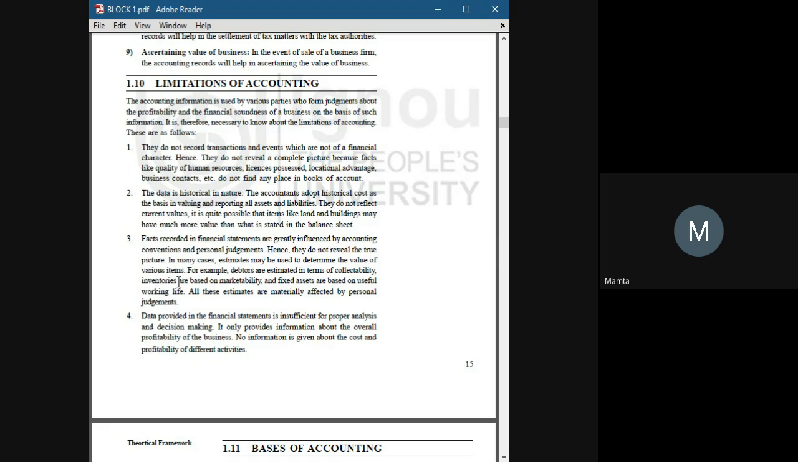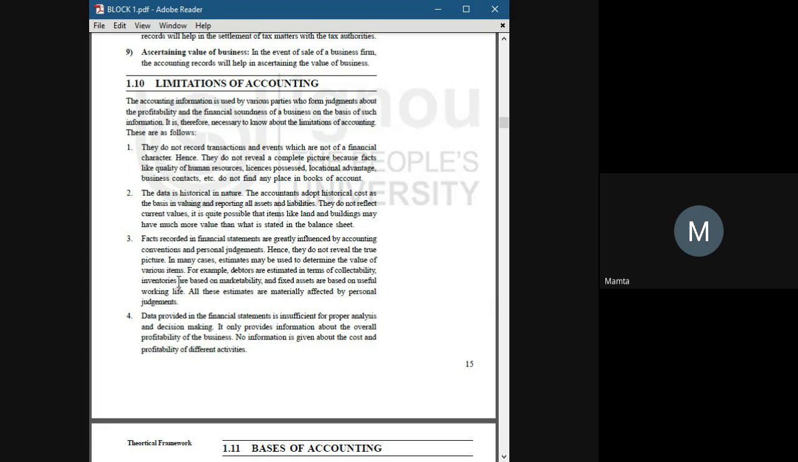The data is historical in nature. Suppose I purchased a building of 20 lakh in 2015, but now its market value has increased to 60 lakh. But in our books of accounts, we have to maintain its cost as 20 lakh only.